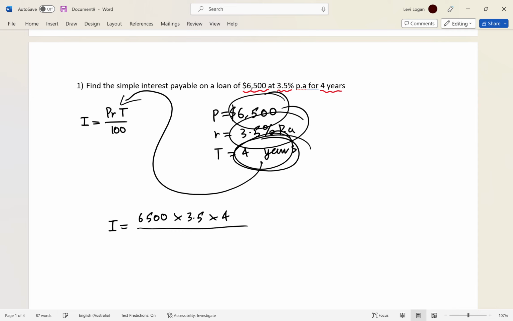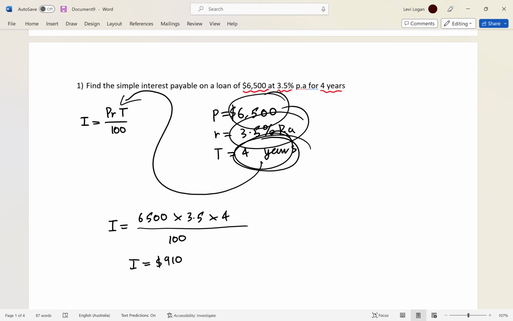Divide by 100. So our interest is going to be, putting that into the calculator, 6,500 multiplied by 3.5 times 4 divided by 100. Our simple interest is $910. So what does this actually mean?